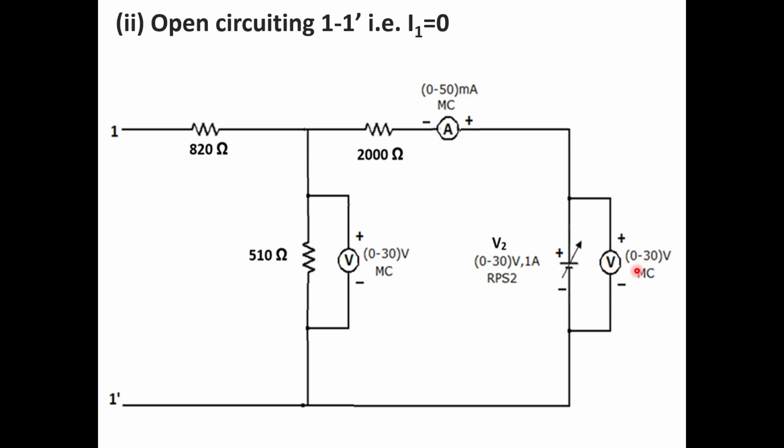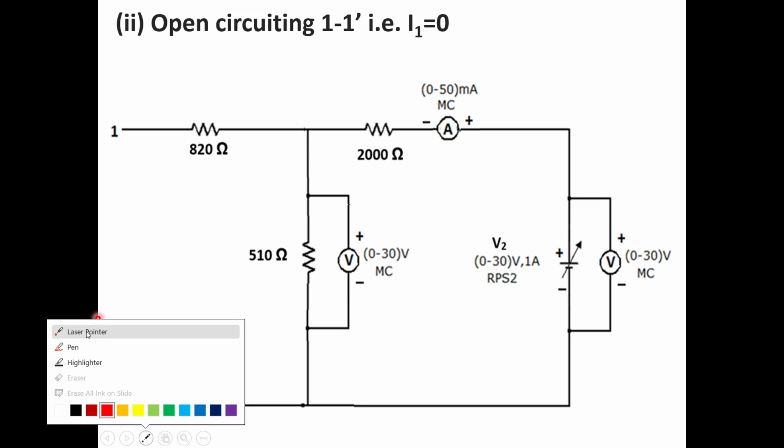A voltage measuring element, that is a voltmeter, is connected across port 2, whose range is 0 to 30 volts, moving coil type. An ammeter of range 0 to 50 milliamperes, moving coil type, is connected in series with 2000 ohms. And a voltmeter of range 0 to 30 volts, moving coil type, is connected across 510 ohms. You can pause the video to copy down the circuit in your notes.